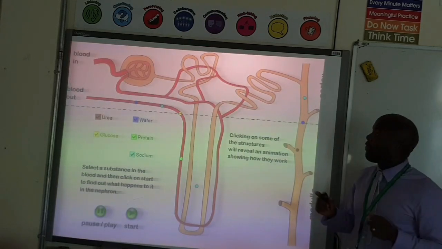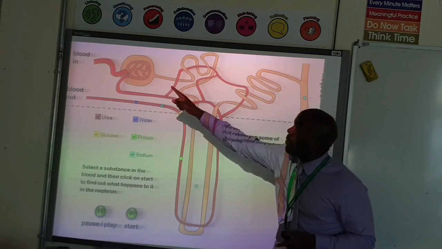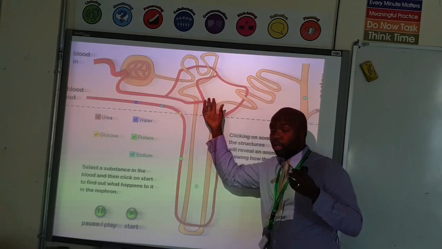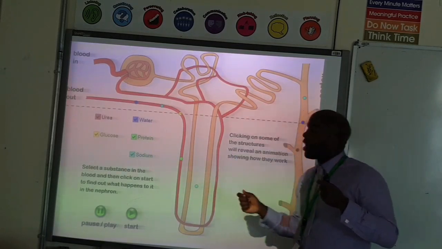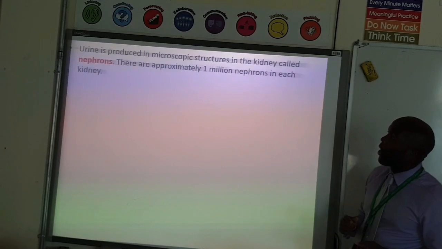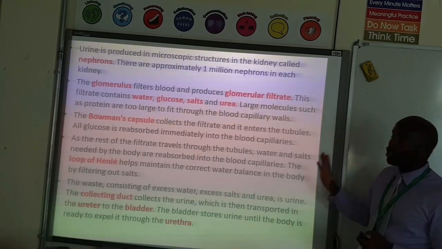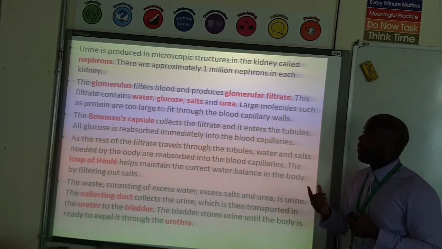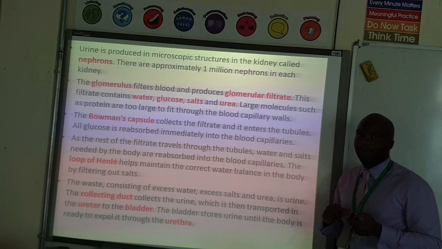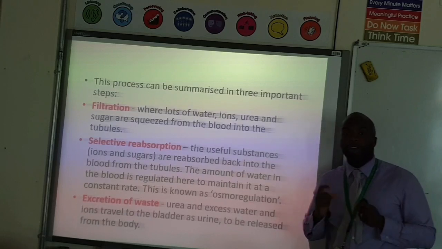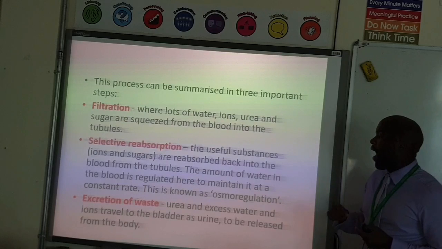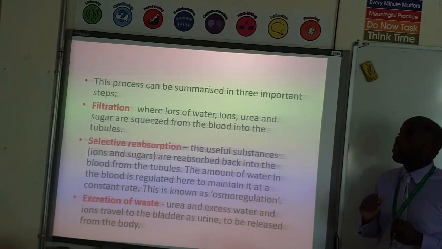So that's a brief overview, guys. You can see the blood comes in, anything that is needed is reabsorbed, so it's filtered, then we have reabsorption, and we have the passing out of the waste. This is just a brief overview of urine production. Pause the video and make some notes on it using this diagram, the previous diagram too. Now, the process can be summarized as follows: filtration, selective reabsorption, and excretion of waste, getting rid of the urine.